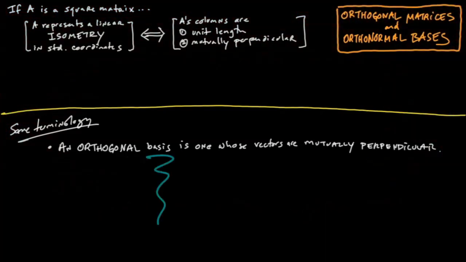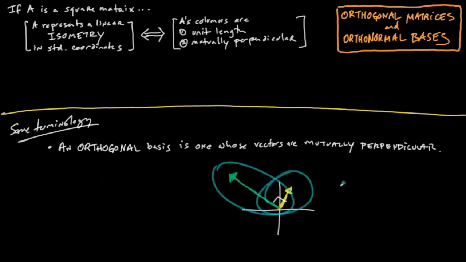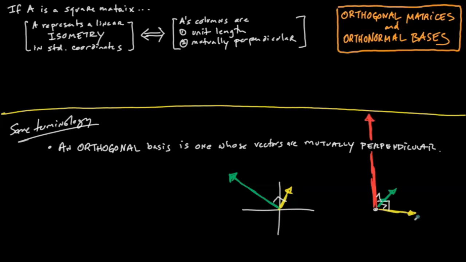So given any basis, we can always ask, is it an orthogonal basis? Well, if the vectors are mutually perpendicular, it is. If they're not, it's not. So the standard basis in Rn is, of course, an example of an orthogonal basis, but it's not the only one. For example, these two vectors in my picture constitute an orthogonal basis of R2 because they are perpendicular to one another. Similarly, these three vectors constitute an orthogonal basis of R3 because any pair of them are perpendicular to one another. Okay, nothing deep here, and as I said, it's a natural enough definition.